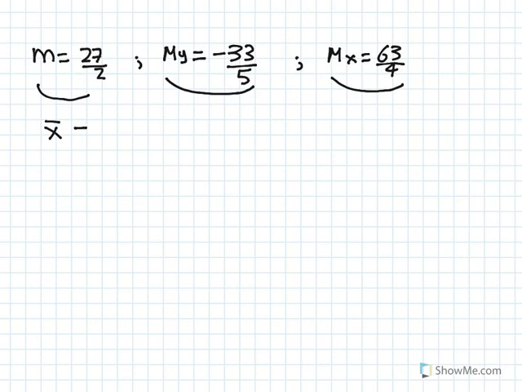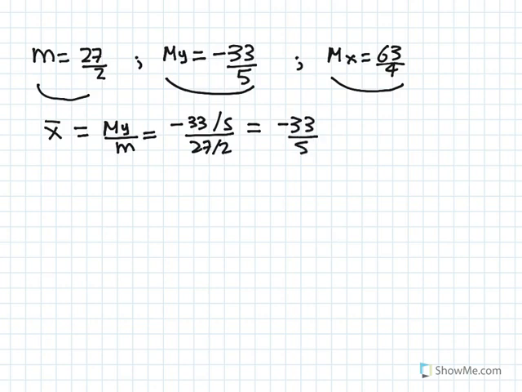X bar, the x-coordinate of the center of mass, is the moment with respect to the y-axis divided by the mass. This is equal to minus 33 divided by 5, divided by 27 divided by 2. Let's flip the denominator so we get minus 33 divided by 5 times 2 over 27. If we simplify this, we get minus 66 divided by 135, and decimalize it, we get approximately minus 0.49.